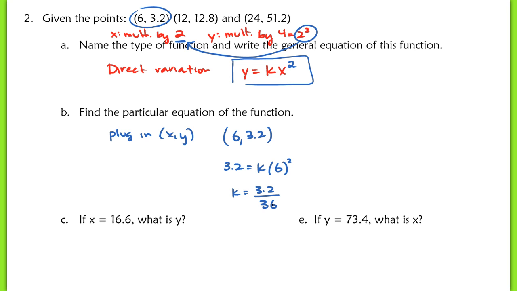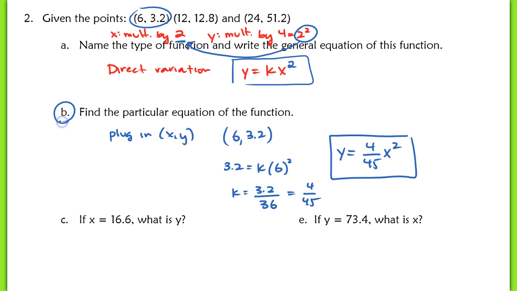Now sometimes the k values are going to get really crazy, especially when you have word problems and you have the cube root of stuff. So you're going to want to store that in your calculator, especially when you're working through some of your homework problems. Now in this case, I already simplified that in the calculator and it ended up being 4 over 45. All right, so that's the k value. So when you write your particular equation, don't forget you have to plug it back into your original function. So I have 4 over 45 times x squared. This is the particular equation to answer part B.